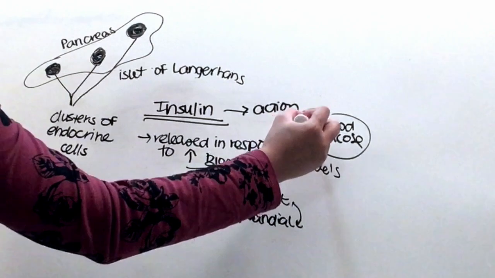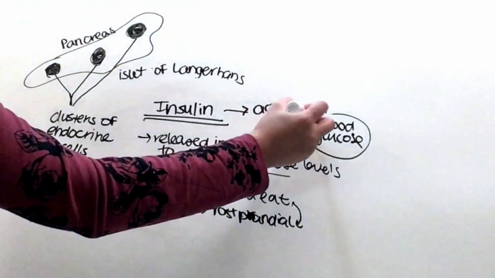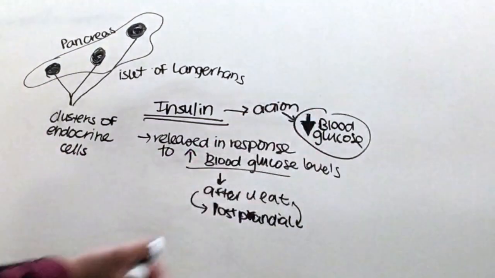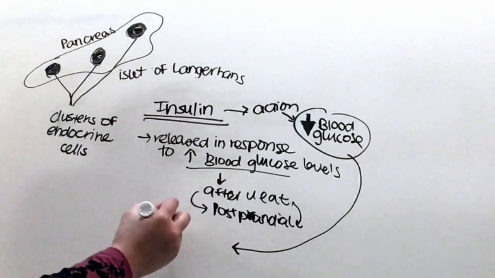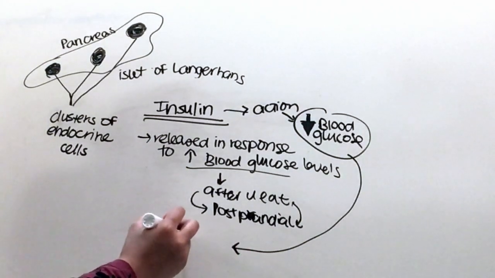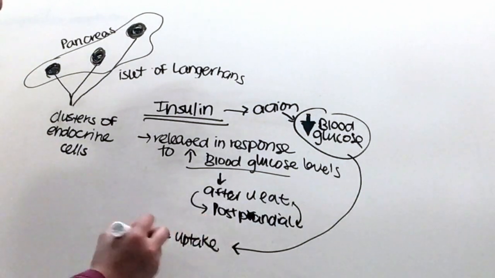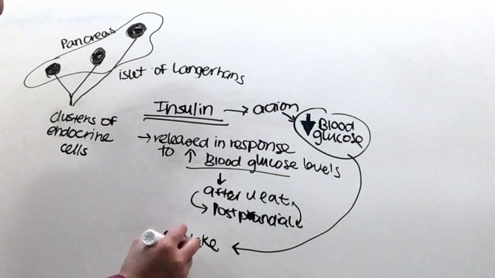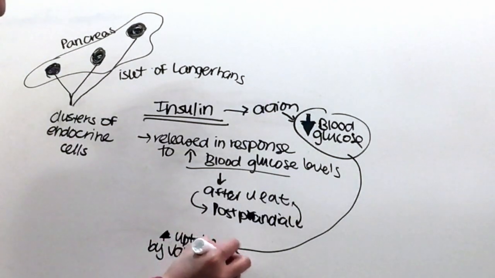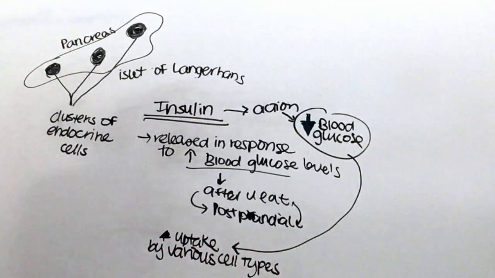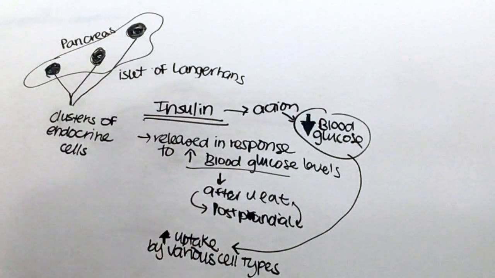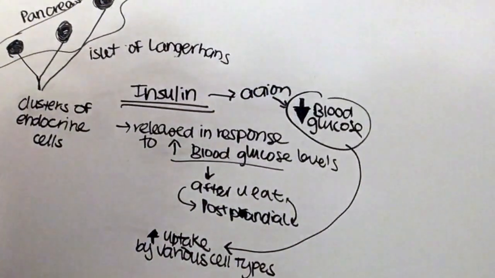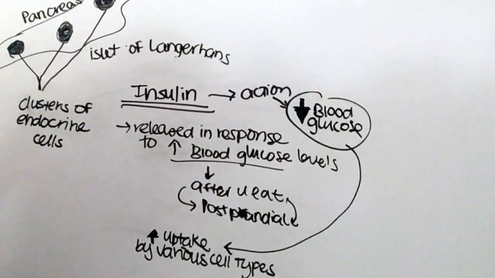It's going to decrease the blood glucose levels basically by increasing the uptake by various cell types. And those cells can use glucose for various reasons, right? And another way to think about it is, if you want to decrease the blood glucose levels, if you're putting it into the cells, you're basically going to store it so you can use it for another time.